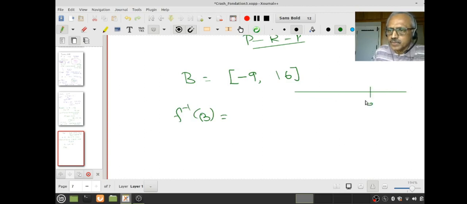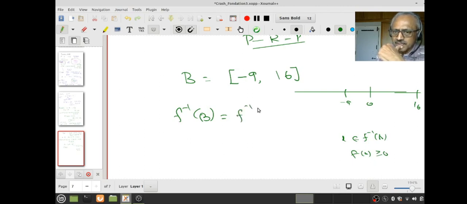So I have 0, I have -9, I have 16 here. Yeah? What is the first thing you notice? See, if x is in f inverse B, okay, my f(x) is always greater than or equal to 0. Right? Are you following? Therefore, f inverse B is the same as f inverse of [0, 16]. How many of you see this?